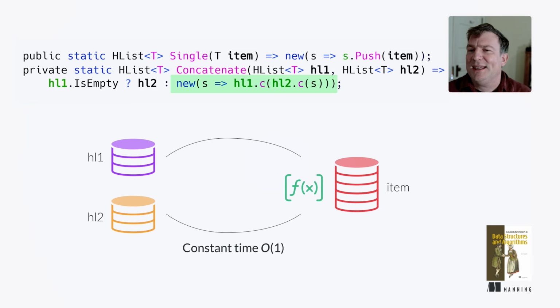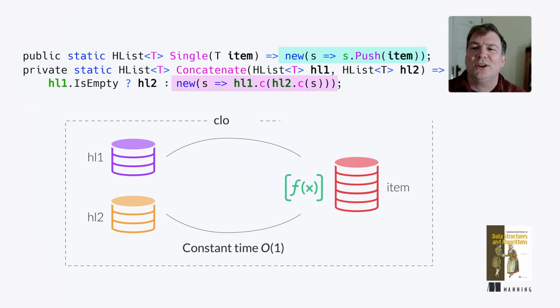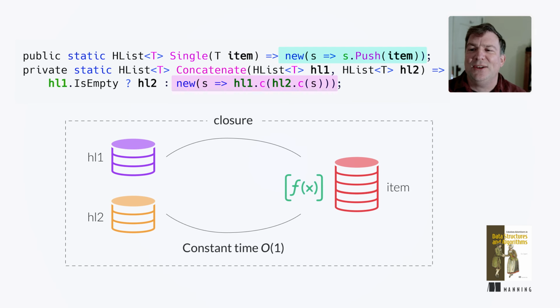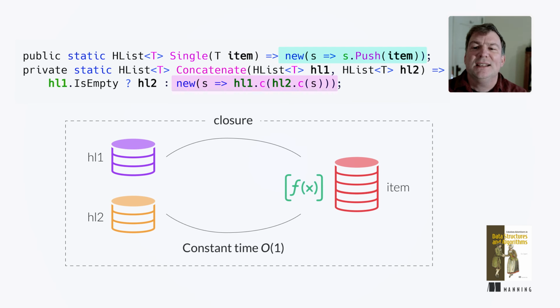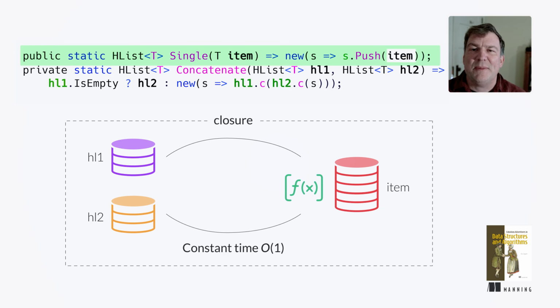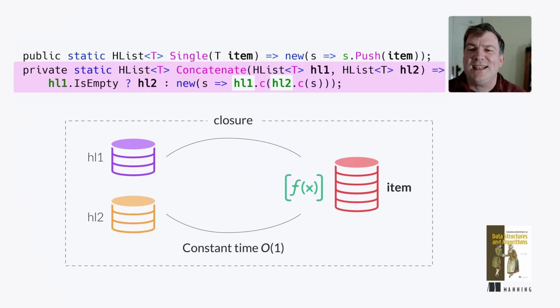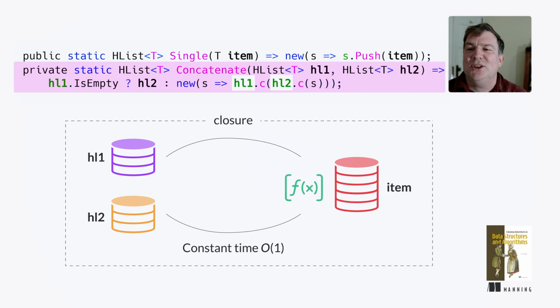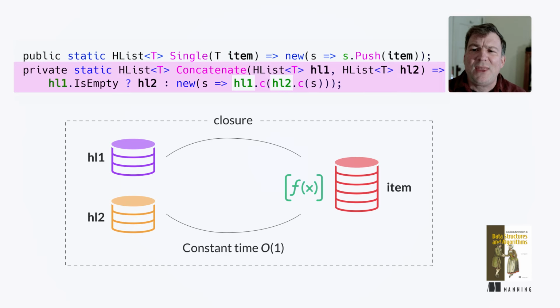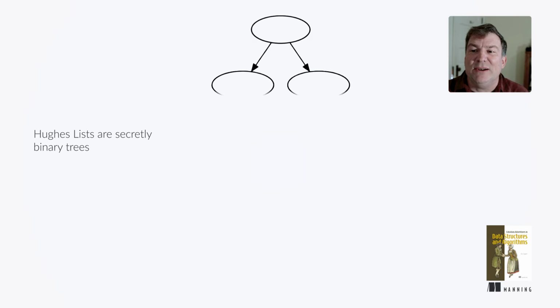The key is in the bolded parameters here. When a variable declared outside of a lambda is used inside it, the compiler secretly creates a data structure for you called a closure, and it remembers the values of those variables for you. Single creates a closure that remembers what item to push. Concatenate creates a closure that remembers which two lists were concatenated. So Hughes lists are secretly binary trees.